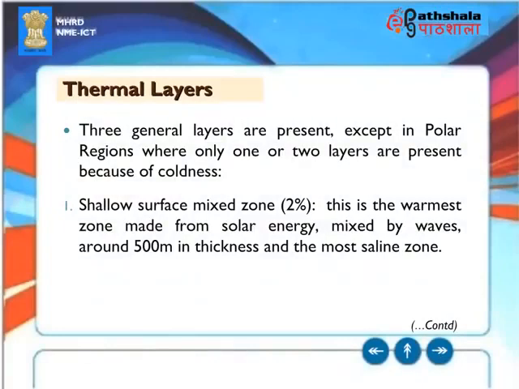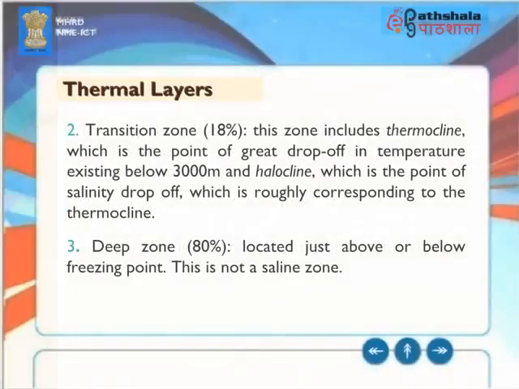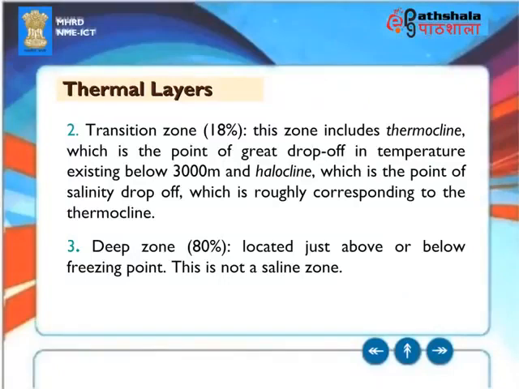Thermal layers. 3 general layers are present, except in polar regions where only 1 or 2 layers are present because of coldness. Shallow surface mixed zone, 2%. This is the warmest zone made from solar energy, mixed by waves around 500 meters in thickness, and the most saline zone.